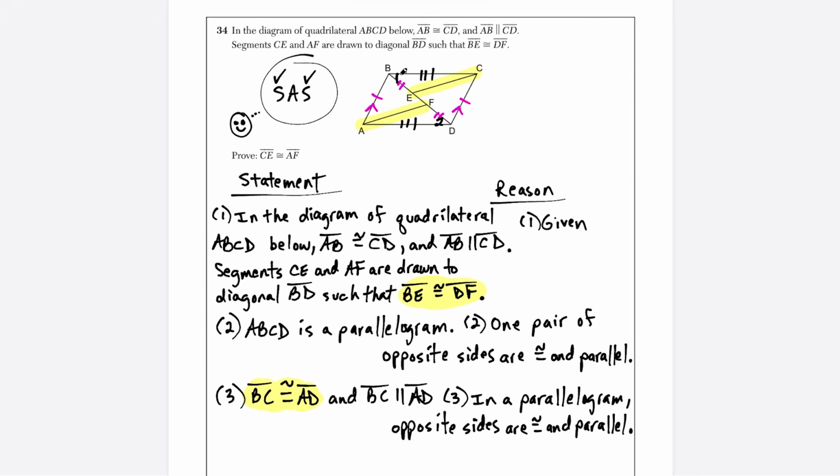Now, me personally, I like to write numbers on the diagram so that when I actually have to write the statement, I could just say something like this. I could say angle 1 is congruent to angle 2.